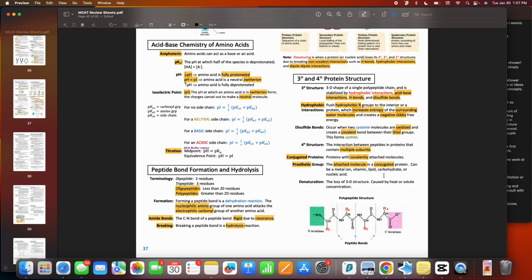Cool. So we have metal ion. Should I color these examples with a different color? Metal ion, vitamin, lipid, carbohydrate, or nucleic acid. No. Let's not do this. Oops.